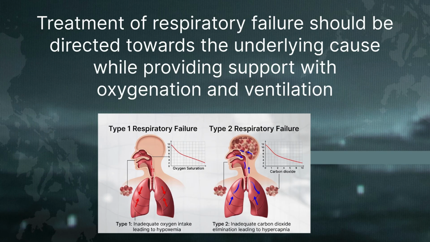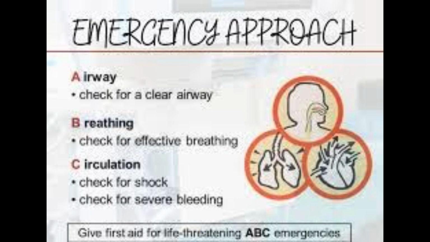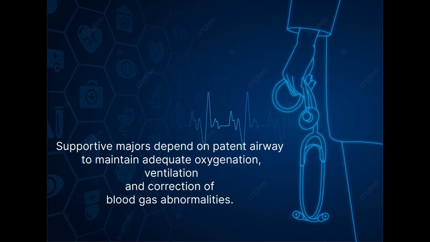The treatment of respiratory failure should be directed towards the underlying cause while providing support with oxygenation and ventilation. The initial step in managing a patient with acute respiratory failure should start by assessing the airway, breathing, and circulation. Supportive measures depend on a patent airway to maintain adequate oxygenation, ventilation, and correction of blood gas abnormalities.